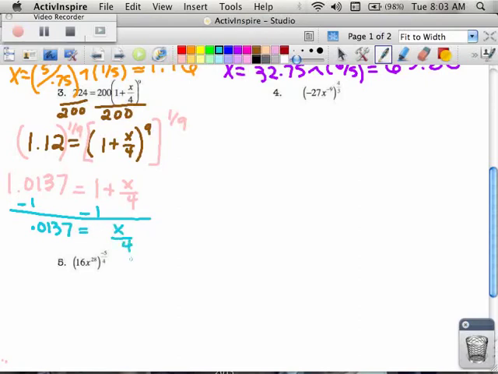And since x is being divided by 4, to undo that division by 4, I multiply both sides by 4. So now I multiply both sides by 4. And my answer becomes whatever 4 times 0.0137 is. So then x is equal to 0.052.